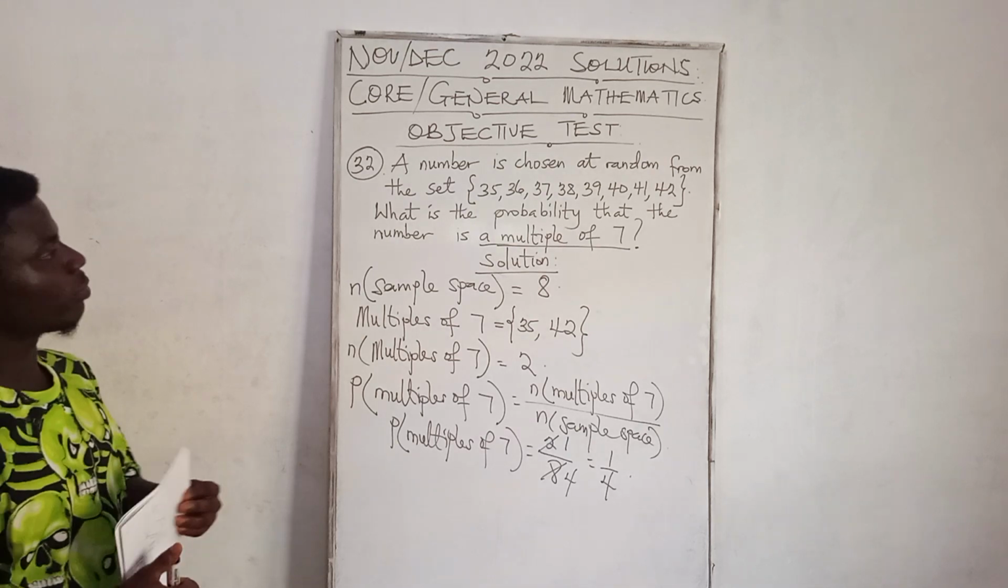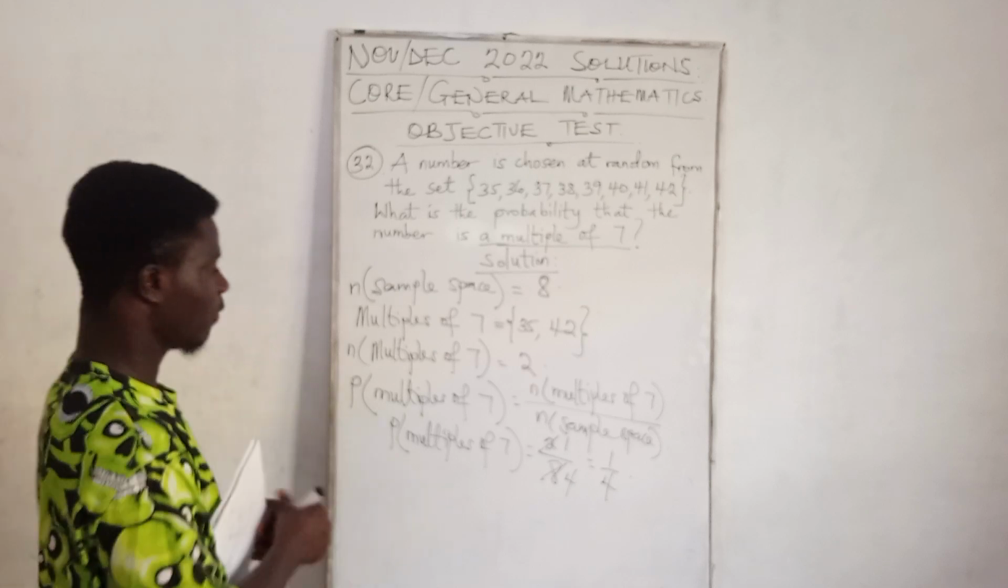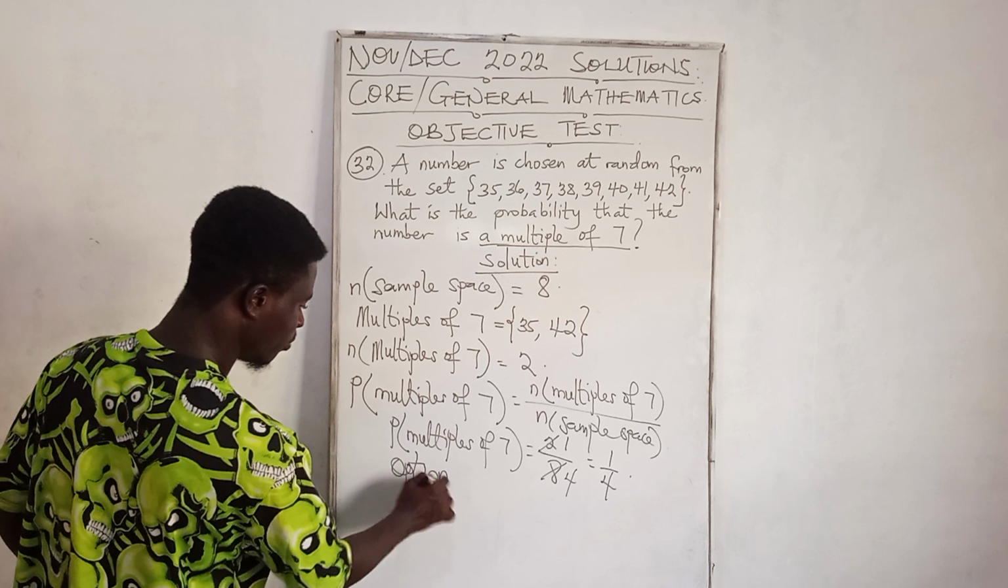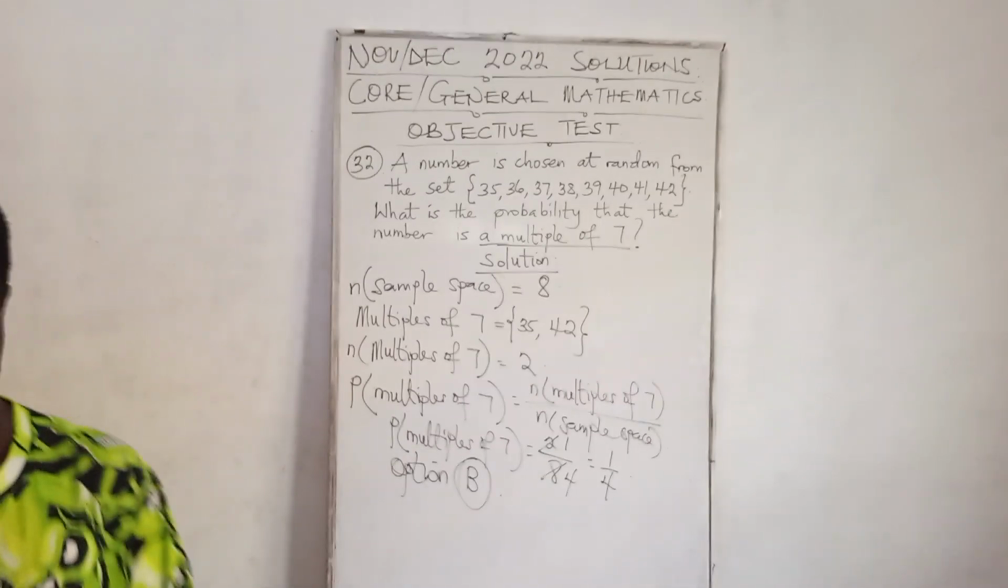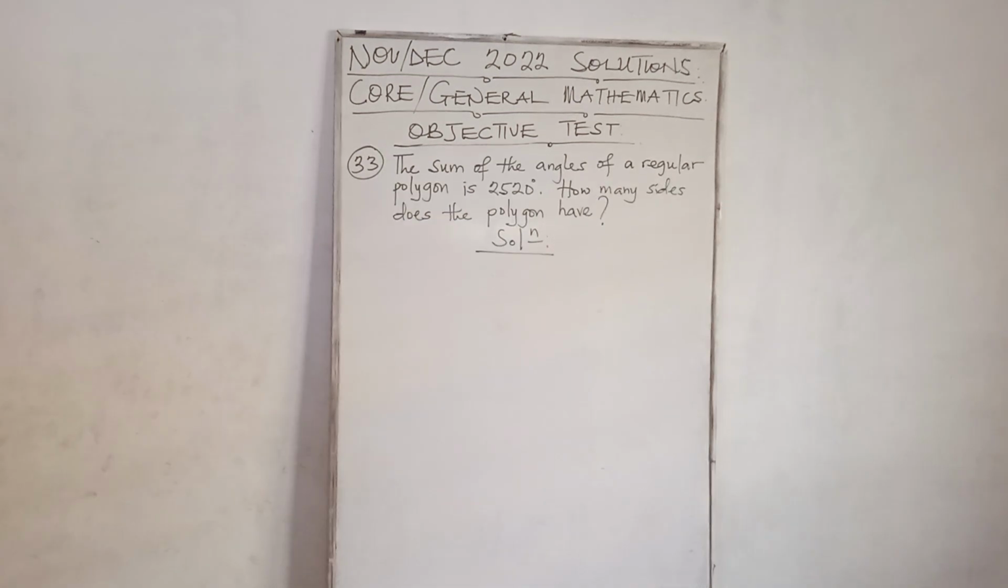So the probability that the number is a multiple of 7 is 1/4. And this is giving us option B. Option B for boy. So now let us proceed to question 33. Alright, let's see question 33.